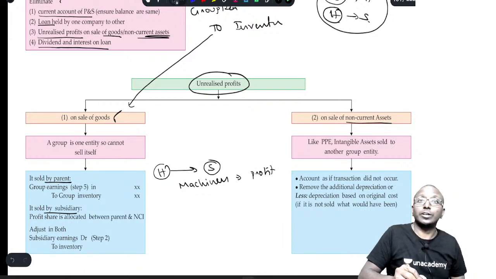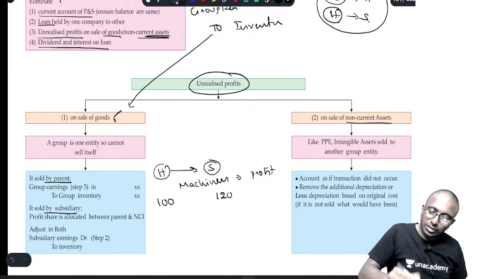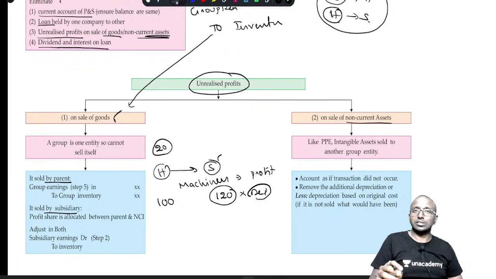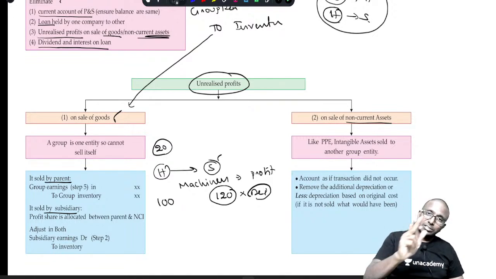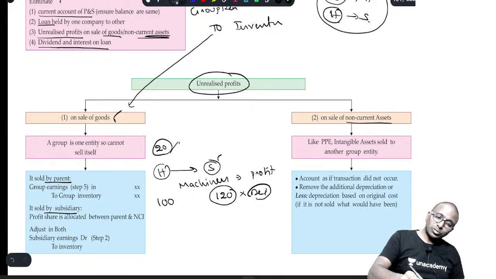Yes, there may be some profit element. Say the cost to me was 100, and I sold it for 120 rupees. The holding company booked a profit of 20. Now, on this 120, depreciation will be charged by the subsidiary company. But when you are preparing consolidated financial statements, all the entities are going to be one single entity. How can one sell to another company? We are all the same. I cannot sell anything to myself. So that's why the 20 rupees will be eliminated.